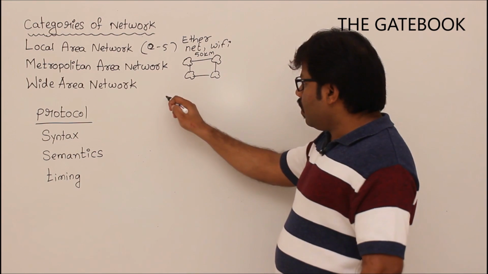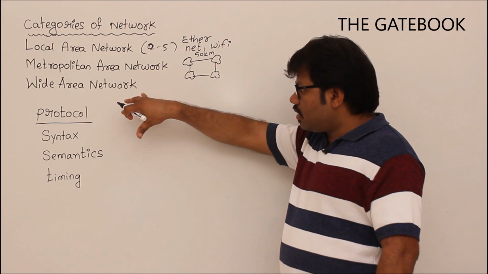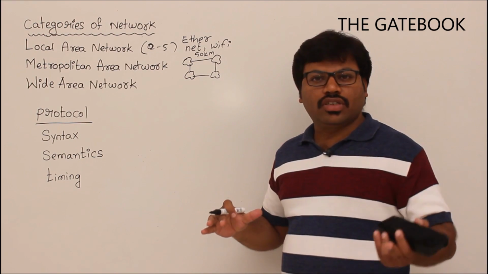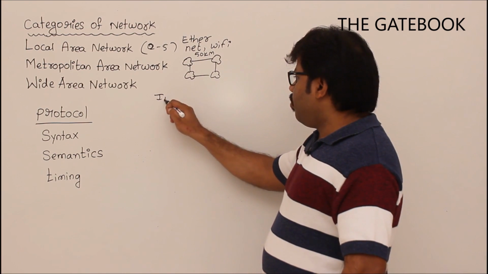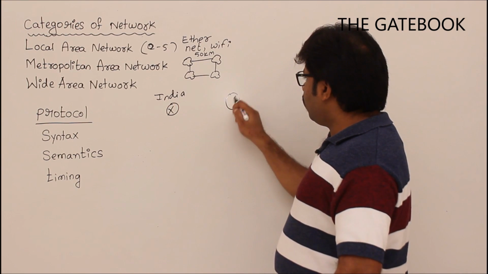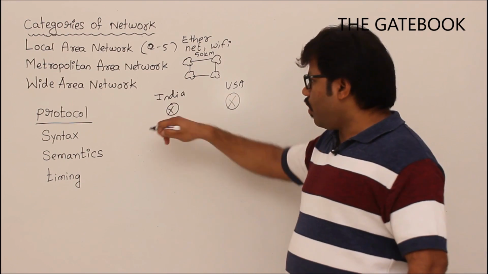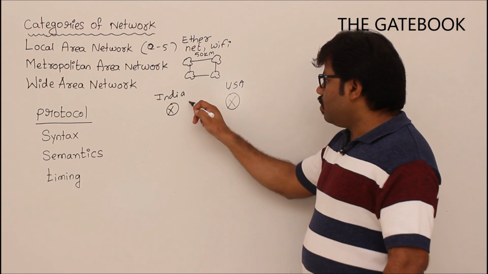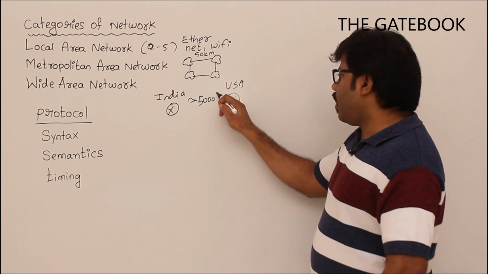Third one, wide area network. In a wide area network, one thumb rule is that the systems are separated over thousands of kilometers. That means your network spans even countries and continents. Example, let's say you have a router in India, another router in America, and you want to send data from one router to another. Then data has to travel almost greater than 5,000 kilometers, right?